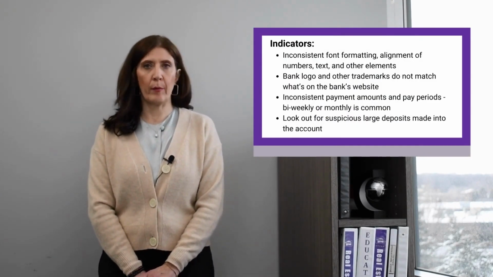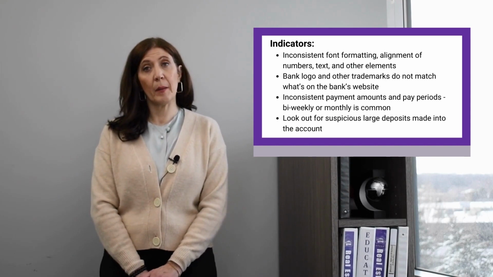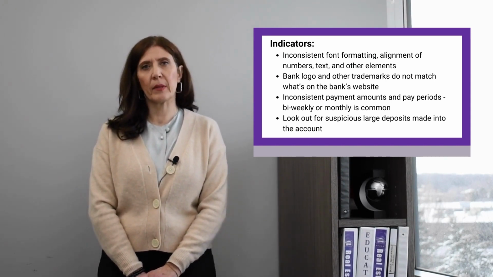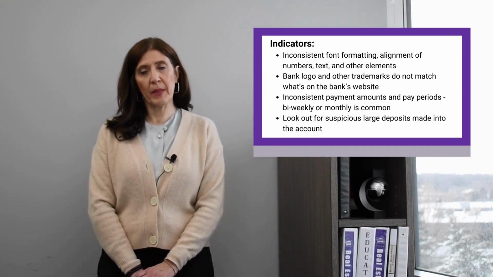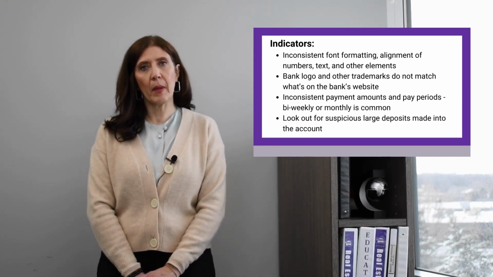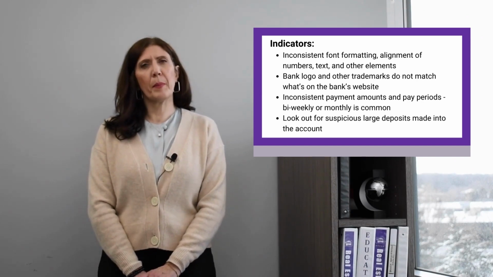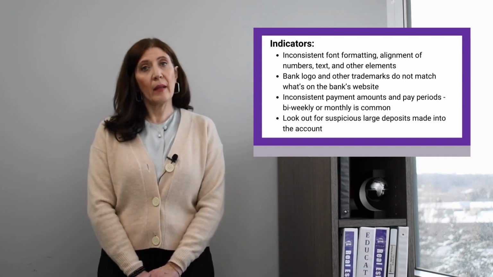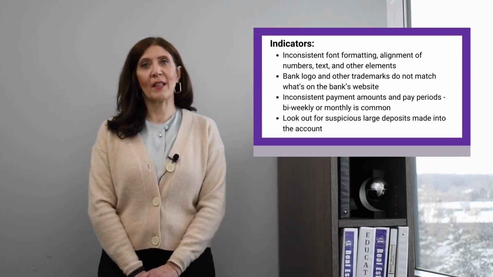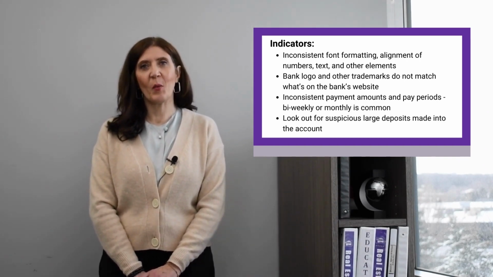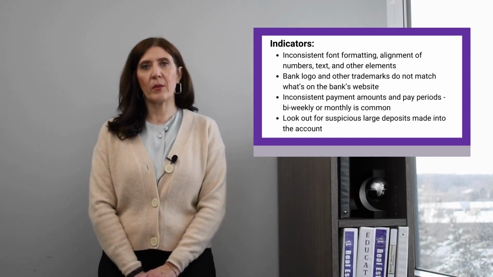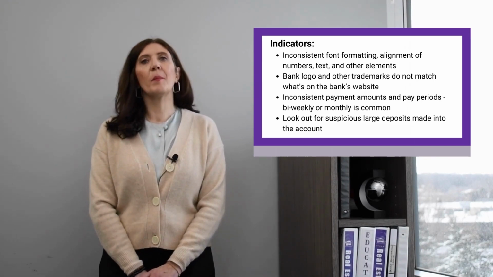Now let's talk about the bank statement. Here are some indicators to look out for. Again, inconsistent font type and size, the bank logo, the size of the logo, and other trademark symbols that don't match what's on the bank's website. Inconsistent payment amounts and pay periods. Most people who work a standard job have consistent earnings paid out bi-weekly or monthly. And look out for suspicious large deposits made into the account when the opening balance is low. It's best to ask for 3 months of bank statements to ascertain their income, spending, and payment patterns.